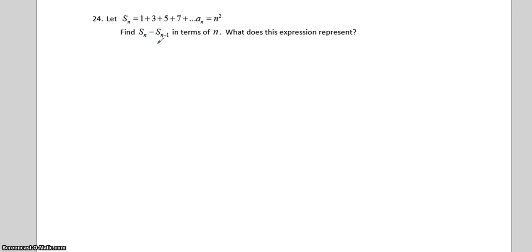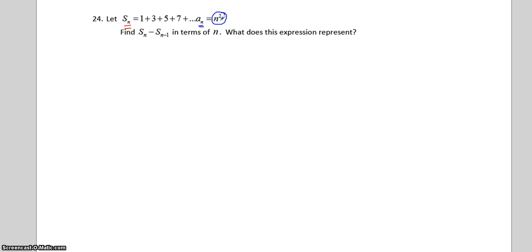Problem 24. This is a relatively straightforward problem. Again, this is maybe just making sure we get the notation down. Remember, capital S of n means the sum of the first n terms, and that's what we're showing here: 1 plus 3 plus 5 plus 7 plus dot dot dot plus a sub n. So we're using a sub n here as the nth term, and we're actually telling a formula for the sum of the terms. That's what n squared is.